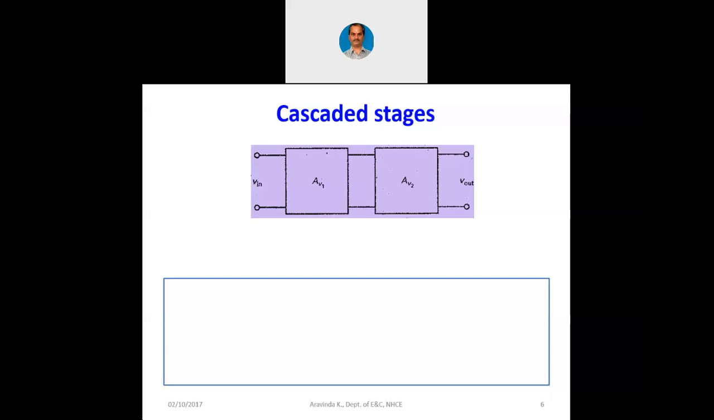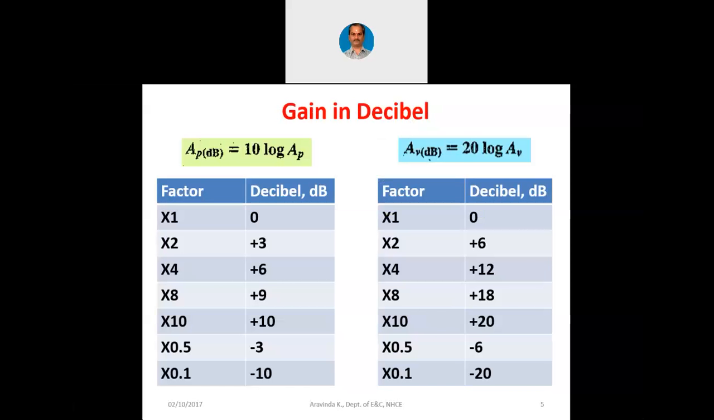Why? Just look at this. 10 times gain is going to be 10 dB. But what about 100 times gain? 100 times gain is going to be 20 dB. What about 1000 times gain? 1000 times gain is going to be 30 dB. For every 10 times increase, the gain is going to increase in decibel with only plus 10.